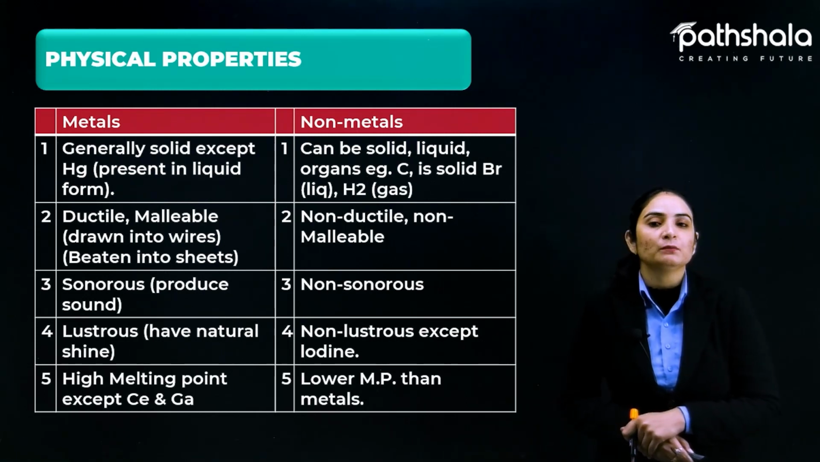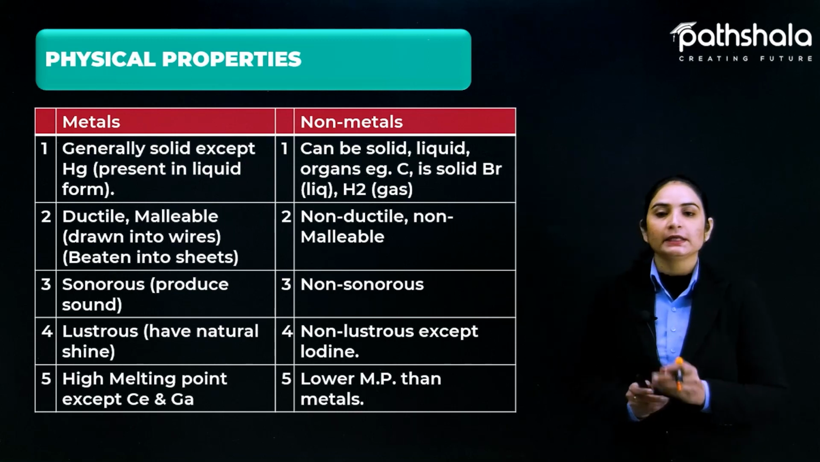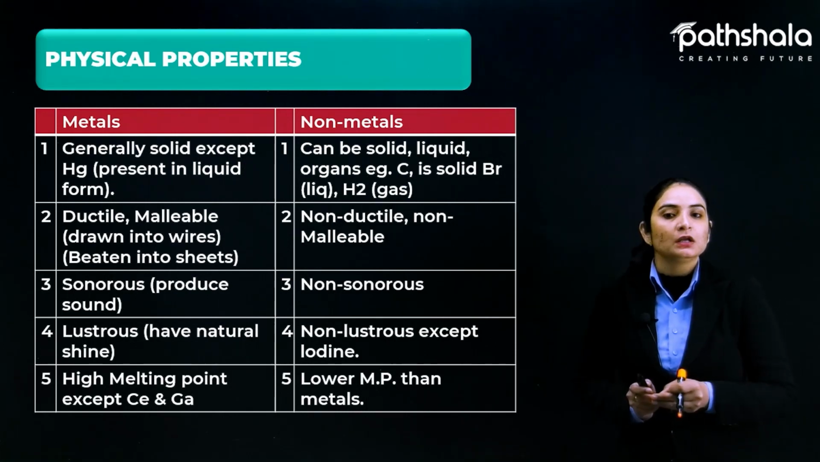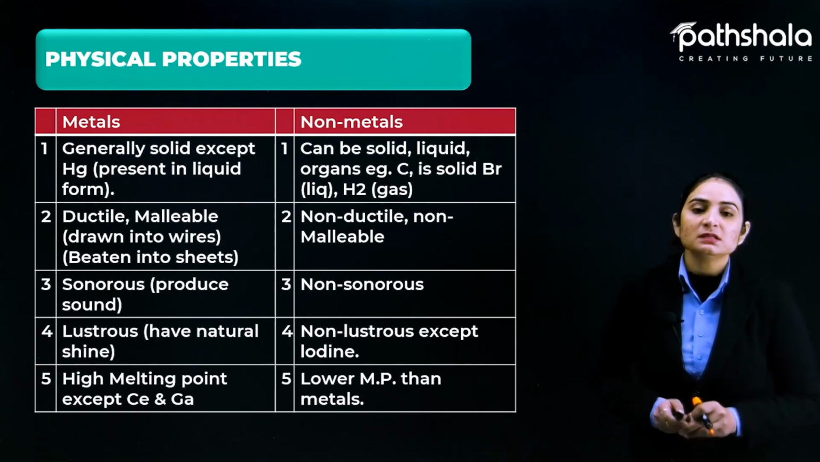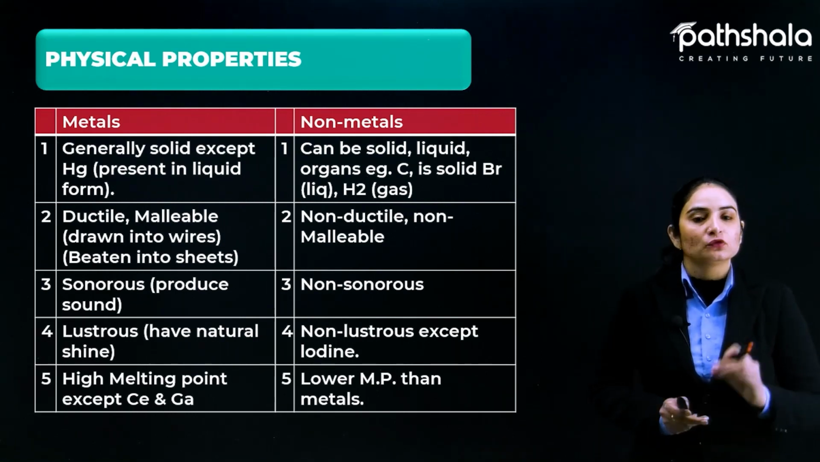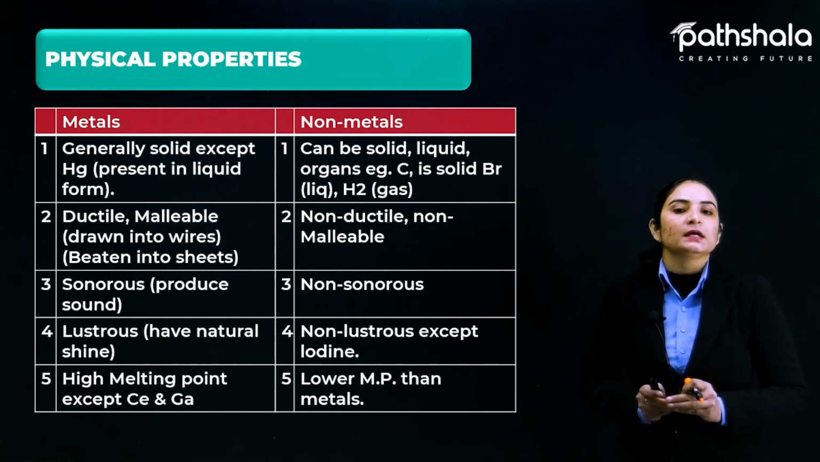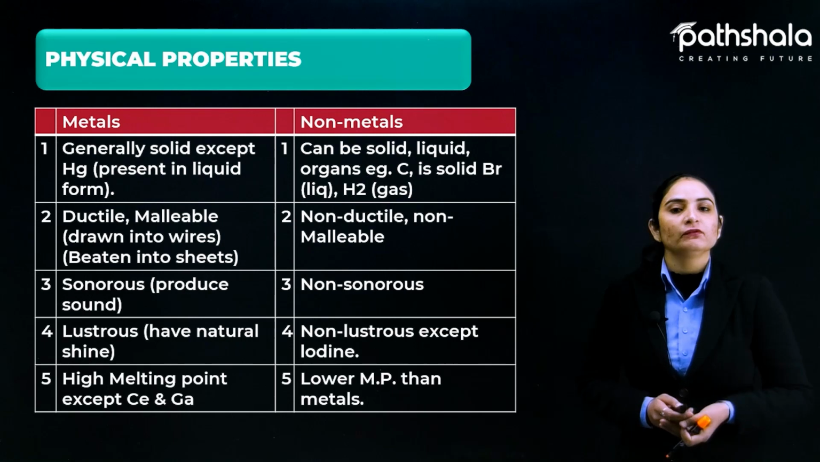Then high melting and boiling point. Metals have high melting and boiling points except cesium and gallium. It means they have low melting and boiling points. Another is lower melting point than metals. Non-metals also have melting and boiling points, but their melting point is a little bit lower than that of metals.